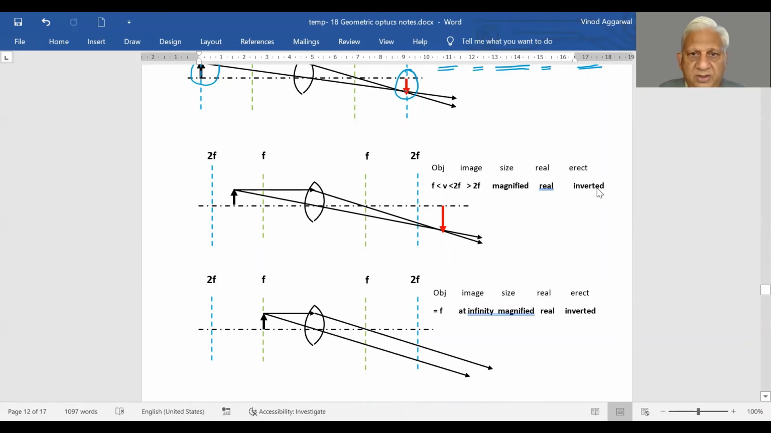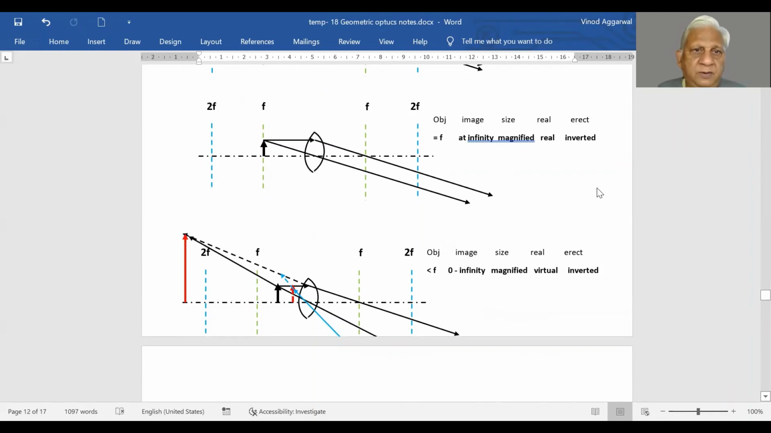If we take our object between f and 2f, in this region, then the image is formed between 2f and infinity. And you can see the image will be magnified, it is real and it is inverted.